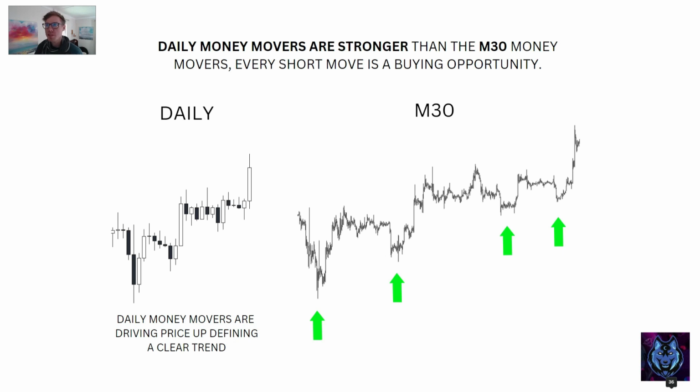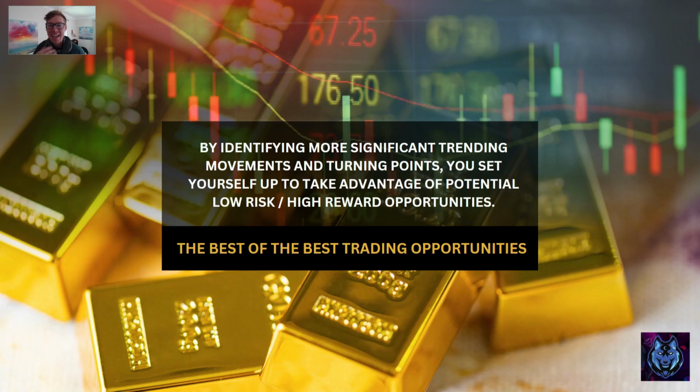Here are some examples. You've got the daily money movers, which are stronger than the 30-minute traders. You've got a daily chart. You've got this massive bullish candle on the daily, which shows long bias. Then on the 30-minute, you're looking for these pullbacks into the prevailing trend. Every one of these pullbacks would have been a long entry to catch the trend. By identifying these significantly trending moments, these turning points, you set yourself up to take advantage of potential low risk, high reward opportunities. These are the best of the best opportunities you can find.